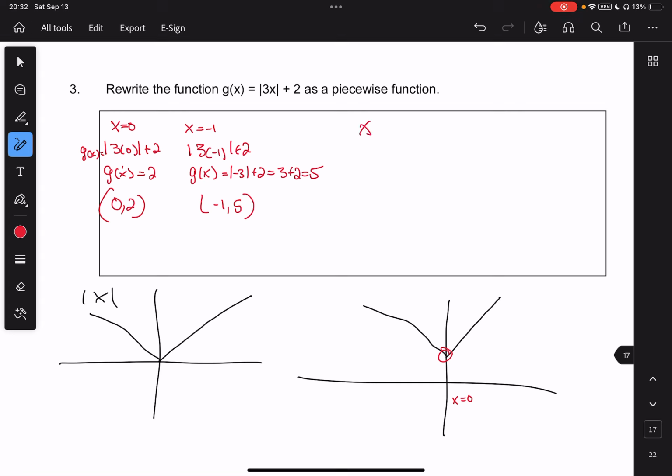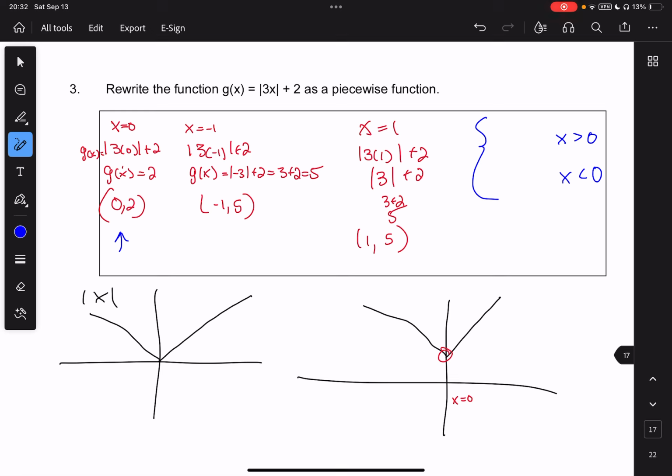So now let's see what it looks like at positive 1. Do you think it's going to be the same thing? We get 3 times 1 plus 2. The absolute value of 3 times 1 is the absolute value of 3 plus 2, or 3 plus 2, which is 5. So even with 1, we still get 5. So that's why we know that our change is going to be at 0. So when we do our piecewise function, we can have an x is greater than 0, and then an x is less than 0.